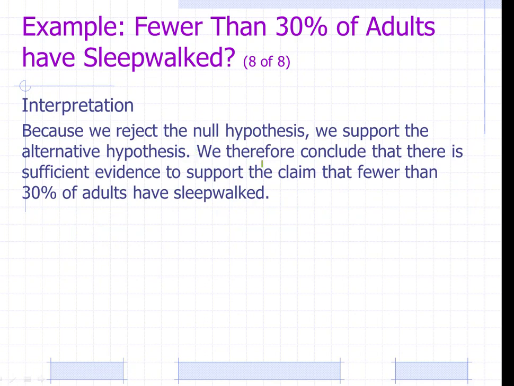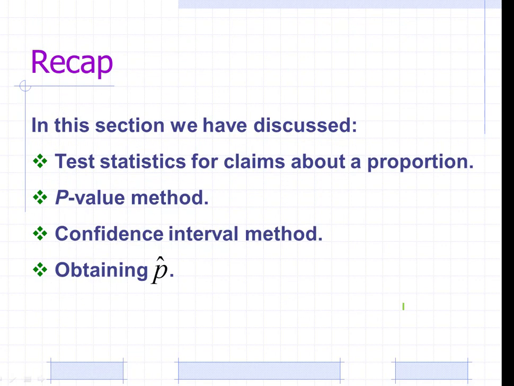So there is sufficient evidence to support the claim that fewer than 30% of adults have sleepwalked. This study suggests that fewer than 30% of adults have sleepwalked. So in this section, we have discussed how we come up with the test statistic for claims about a proportion. We looked at the p-value method. We looked at the confidence interval method and we practiced obtaining our p-hat.